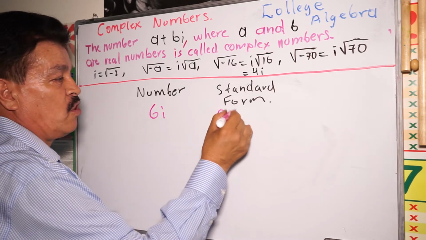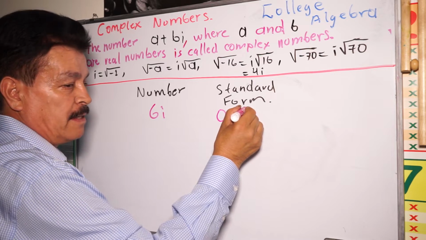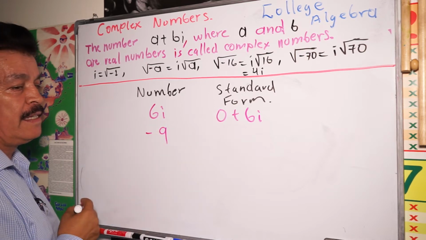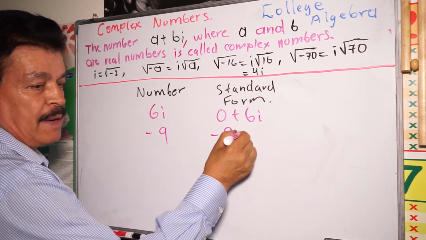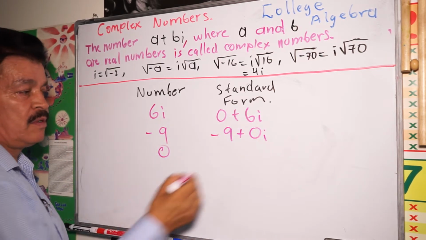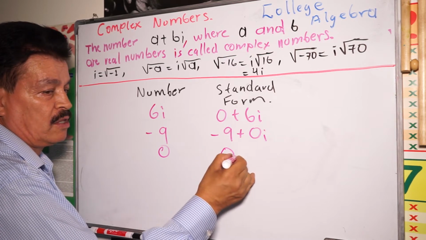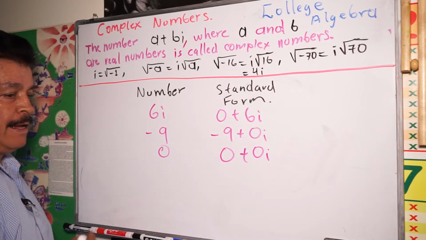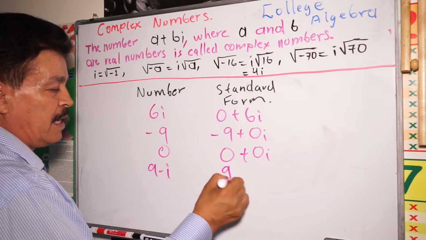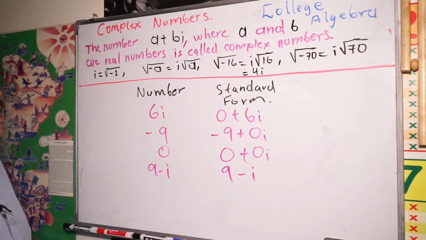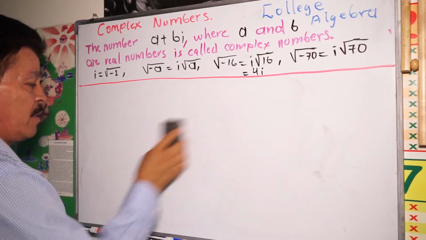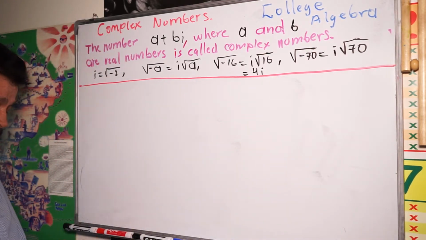It is the same thing as 0 plus 6i. Okay. You have -9. -9 is going to be -9 plus 0i. You have 0 right here, for example. That's going to be in standard form equal to 0 plus 0i. The number 9 minus i is the same thing, 9 minus i in standard form. Some ideas, no? Let's get started with the first topic.